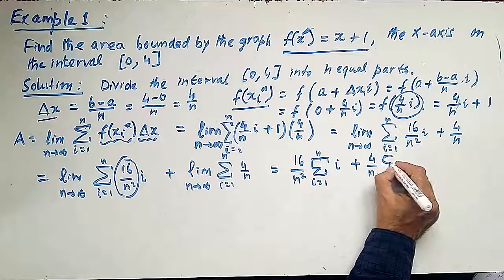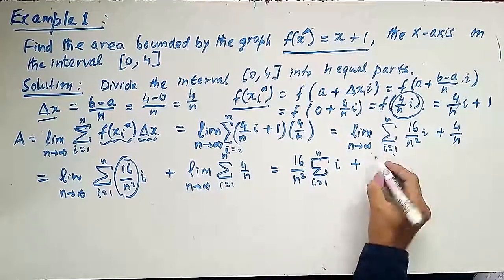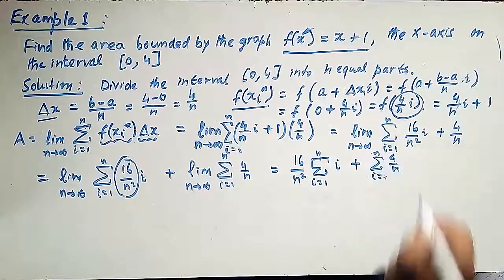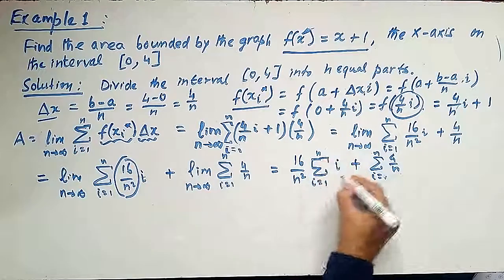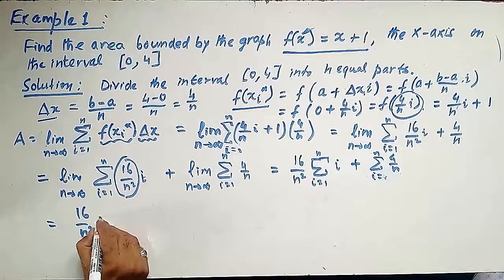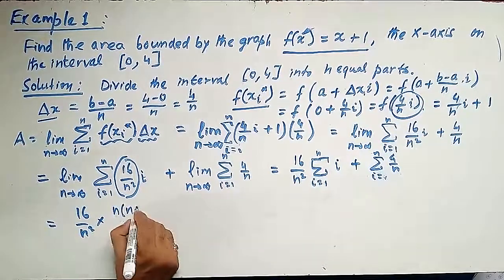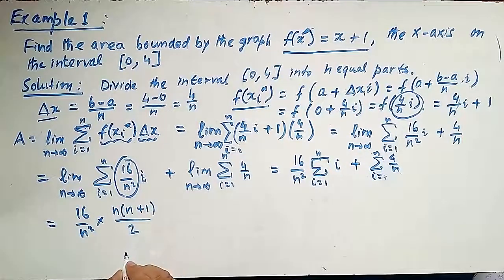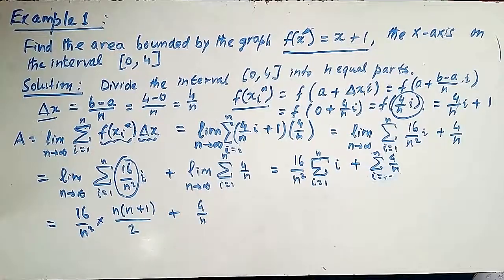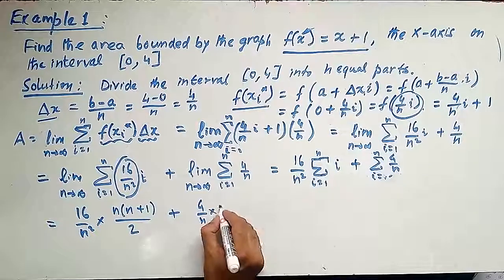We leave the 4 by n as it is. Since this is a constant, it is the summation of i equal to 1 to n of 4 by n. Now we know this is 16 by n squared, and we multiply this by summation of i, which is n into n plus 1 by 2. Now this is 4 by n in the constant. We know from the rule that it will be 4n, since the summation from i equal to 1 to n of 1 is n.